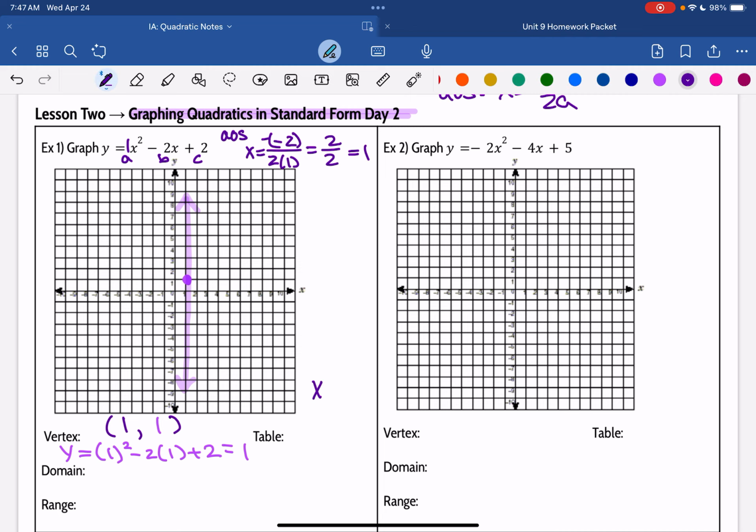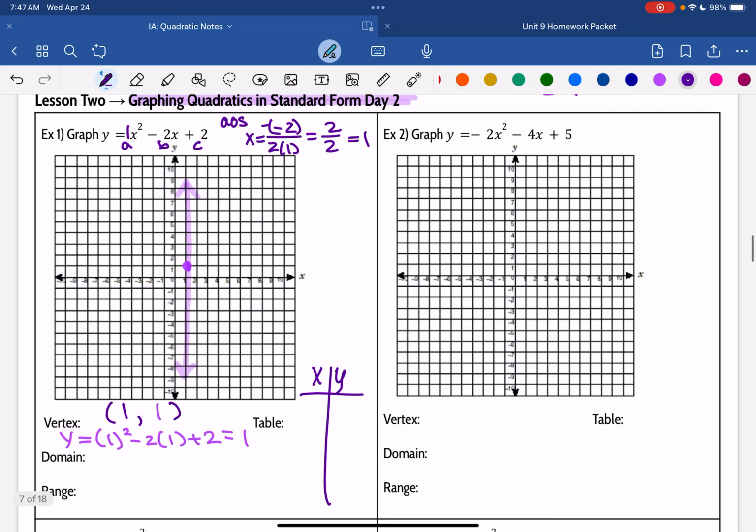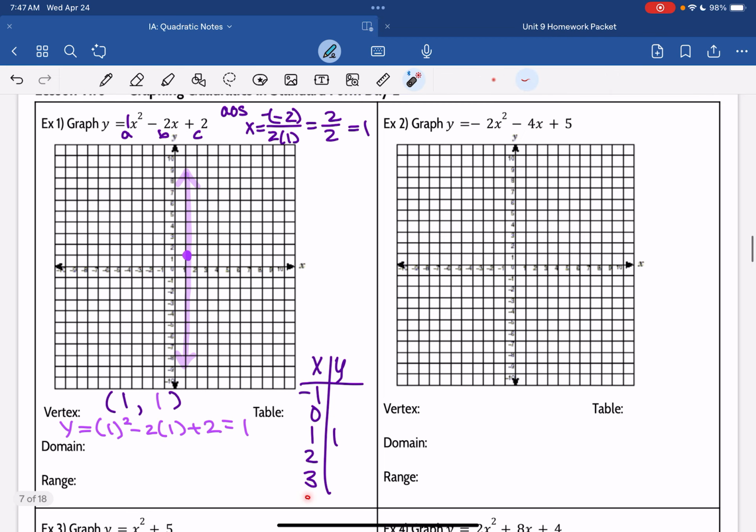Now for our table, we know 1, 1 is in the middle. Pick some points on either side. And now to plug in. When I say plug in these x values, these values are going to be plugging in right here. We should be really good at plugging in now because we've been practicing it since we started Unit 9, and it's kind of a refresher.